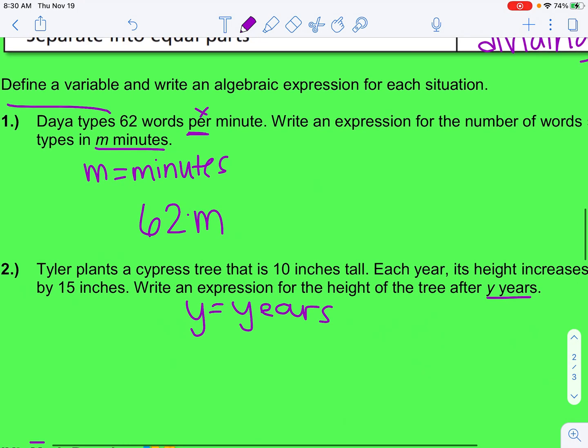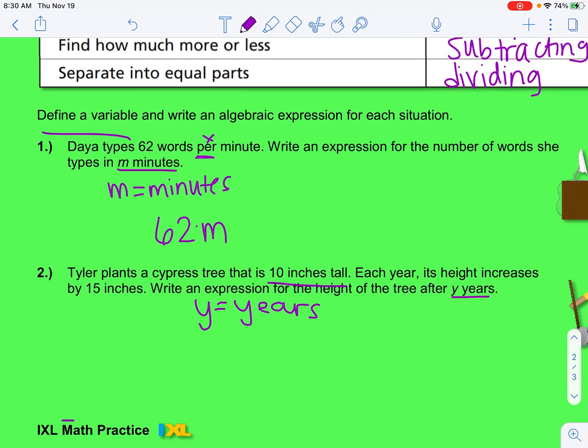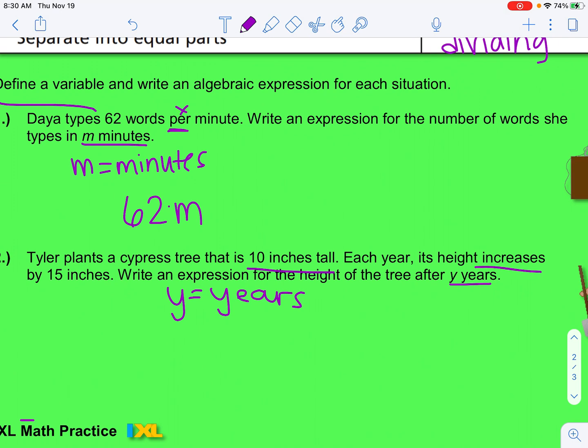Alright, so Tyler plants a cypress tree that is 10 inches tall. So right when he plants it, it's already 10 inches. But each year its height increases by 15 inches. What does the word increase mean? Am I adding, subtracting, multiplying, or dividing? Yeah, I'm adding. So here's how we figure this out.